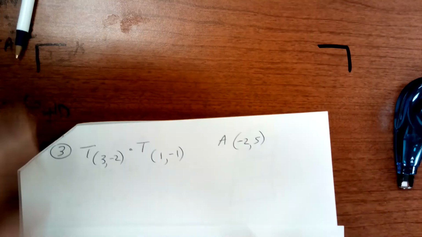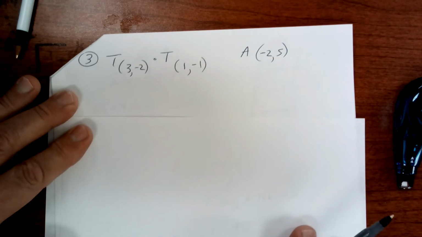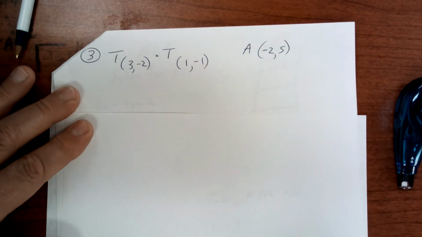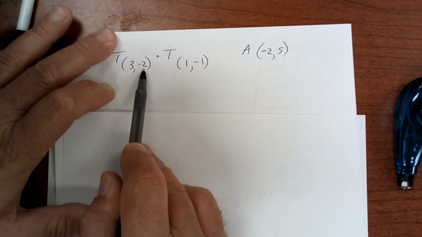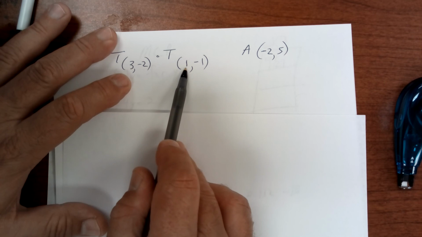There's something called a composite translation. On a composite translation, you're basically doing 2 moves. You're sliding it to the right, and then you're sliding it down, and then you're sliding it to the right, and then you're sliding it down.